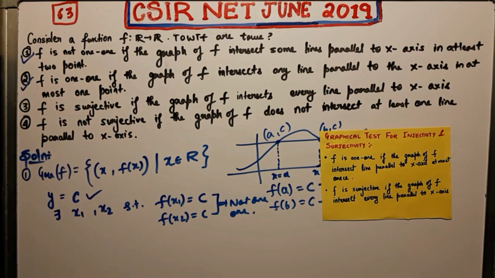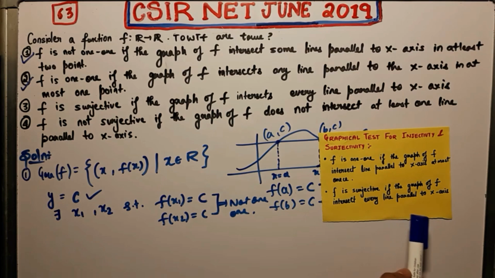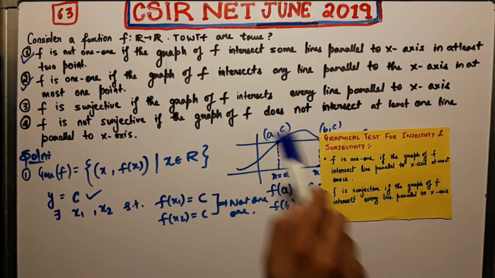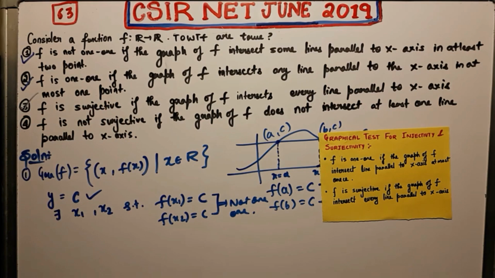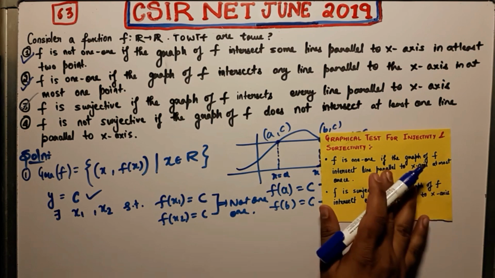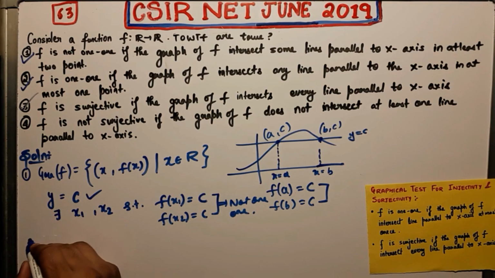Now let us see the third option. It says f is surjective if the graph of f intersects every line parallel to x-axis. And now let us see the test for surjectivity. It says f is surjective if the graph of f intersects every line parallel to x-axis. So this thing is actually copied here. So third is also correct. Now the fourth one says that f is not surjective if the graph of f does not intersect at least 1 line parallel to x-axis. Okay, that means I will solve the fourth option now.